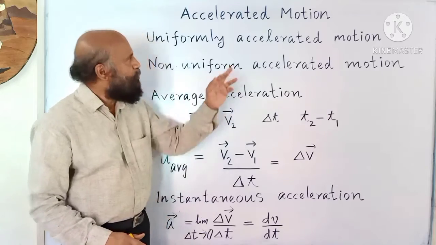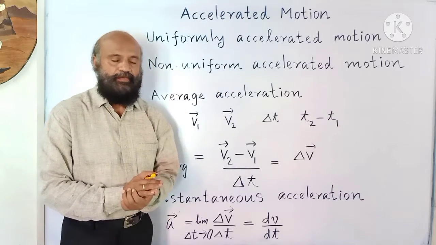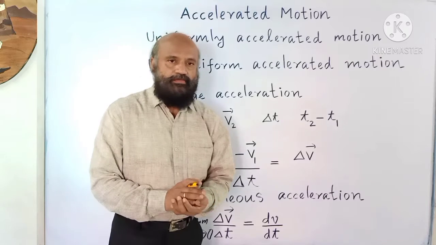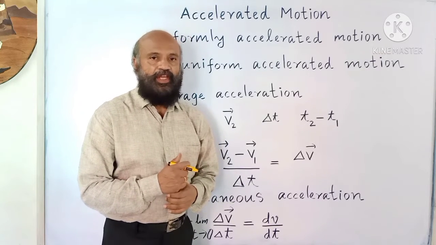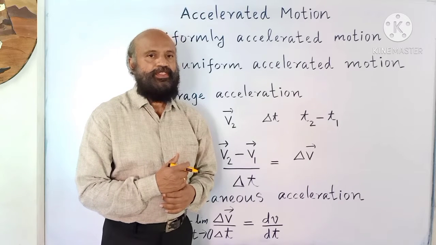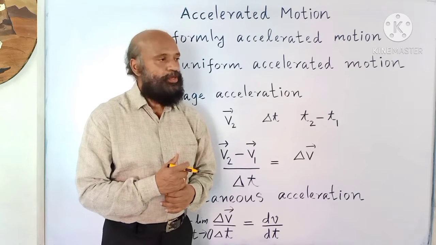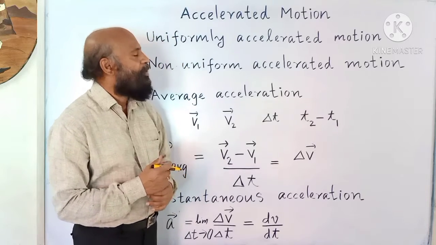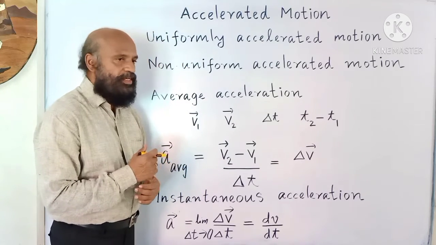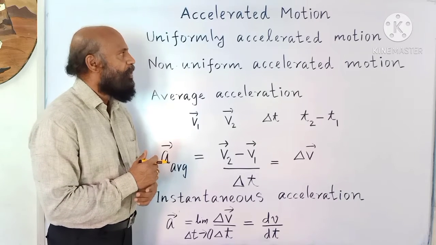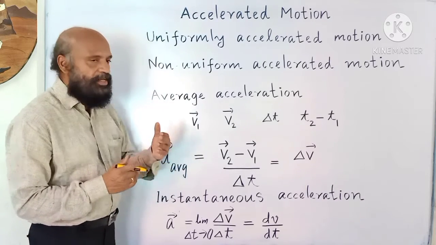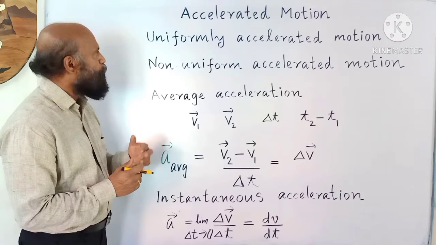I'm going to explain what is accelerated motion. You know, if a body covers equal displacement in equal intervals of time, the body is said to move with uniform velocity. If the velocity changes from instant to instant, the body is said to move with acceleration. Accelerated motion has two types.